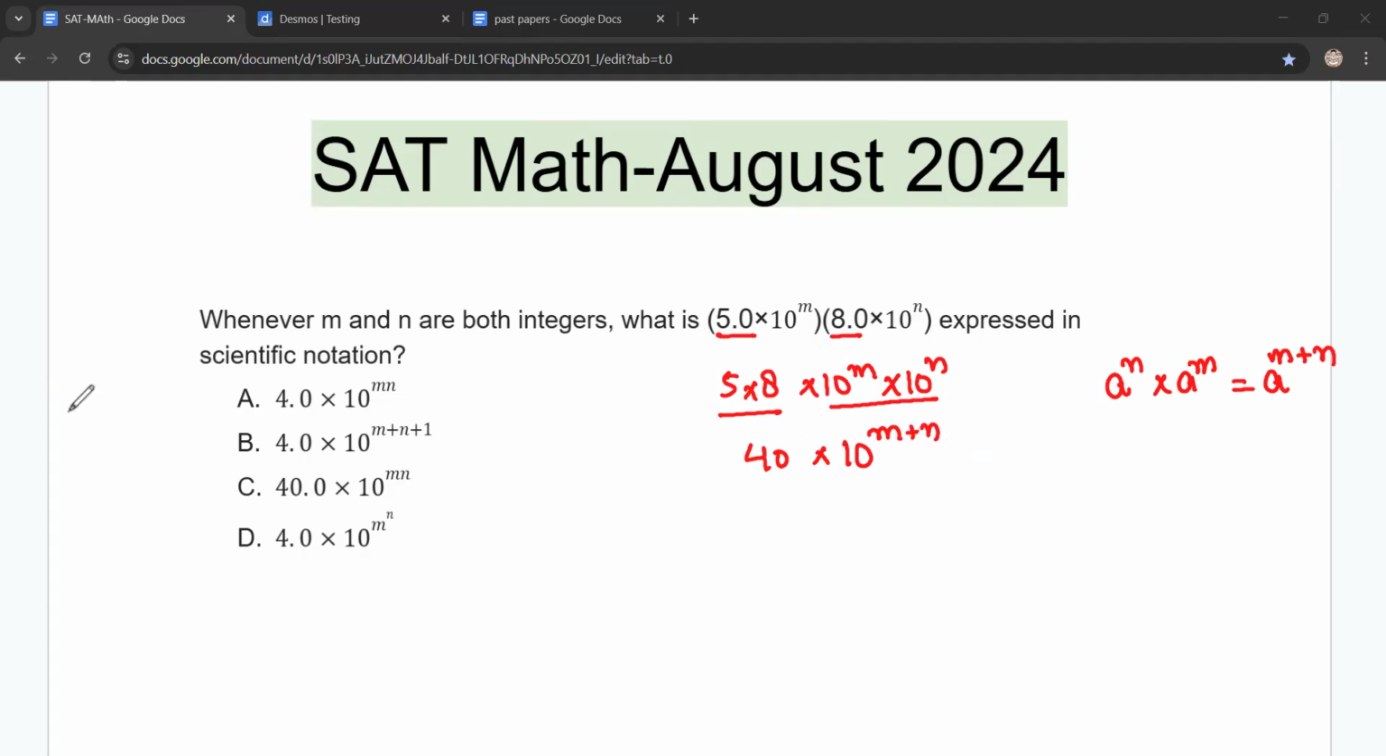Now what did I say about the number at the beginning? This number has to be less than 10. So we'll write it as 4 times 10 times 10 power m plus n. Now 10 is the same as 10 power 1. We can again combine these two. So it is 4 times 10 power m plus n plus 1. We'll add the powers. So the correct answer is option number B.